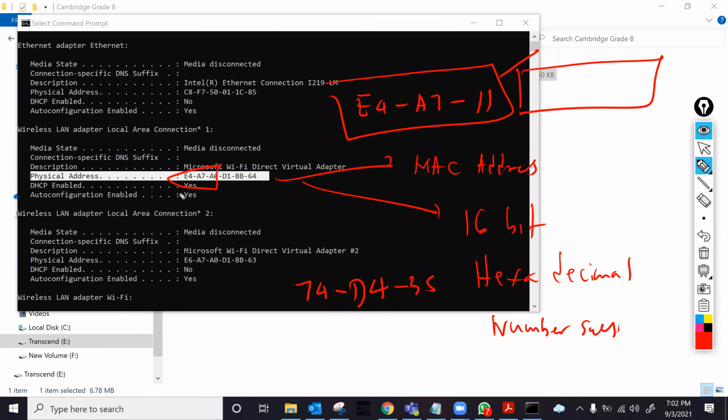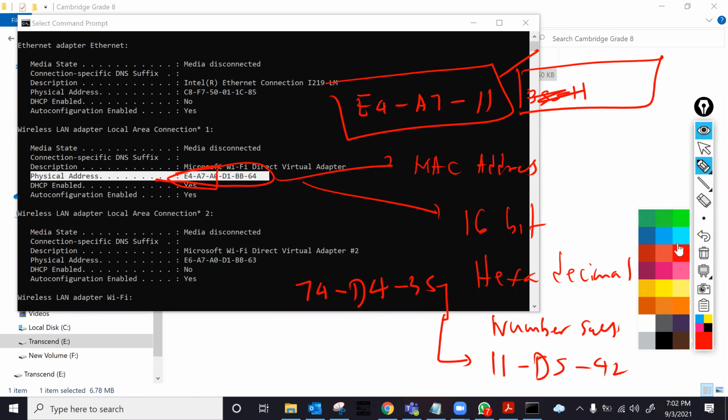You have it like this, sir, right? Other one: 3, 5, 11, D5, and 42. This is my physical address. No, sir. You wrote down 7, 4, D4, 3, 5. Then now 11, D5, 4, 2. Okay. So this is your MAC address, right?